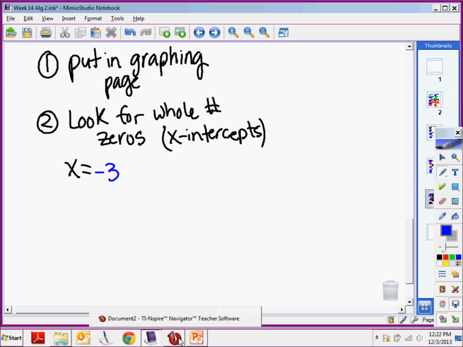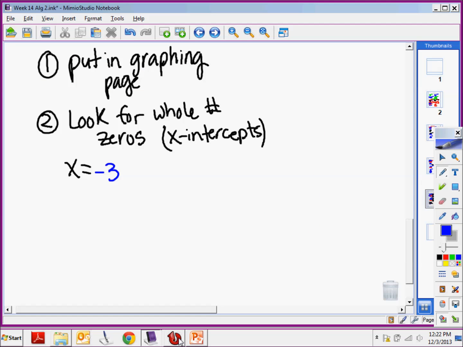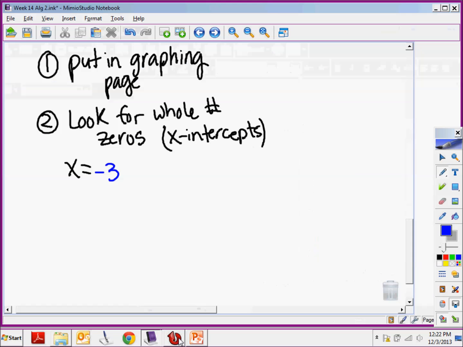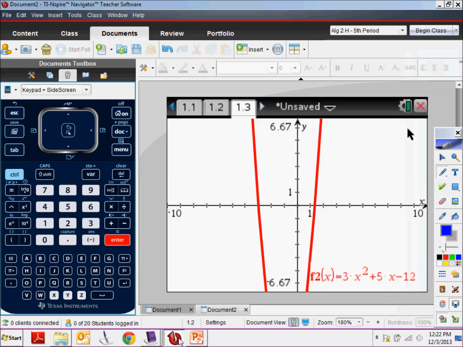Hold on. Let me get through this one, and then I will come around and individually help. Is that okay? All right. So step 1, I put it in the graphing page. Step 2, I look for the whole number zeros. I spelled zeros wrong, didn't I? That's correct. So I only had one, which was x equals negative 3, correct? And that's step 1.